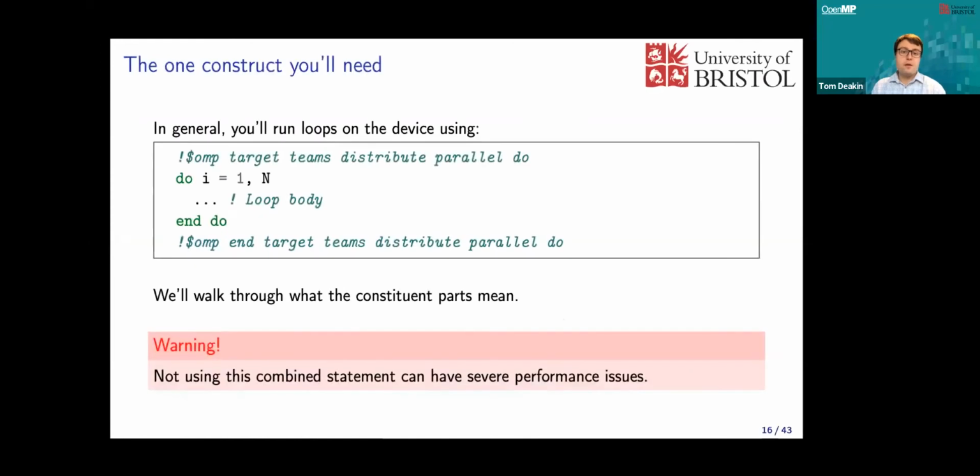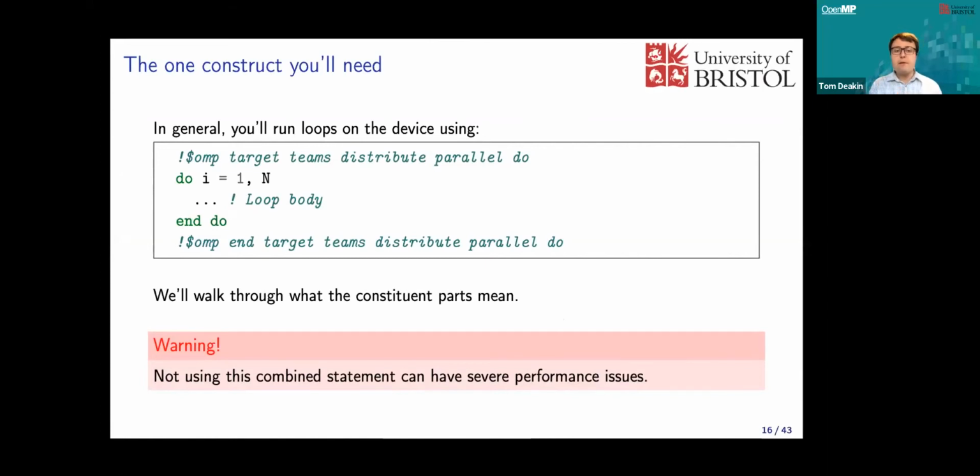Great. So I'm going to start by foreshadowing a little bit and just saying, in general, if you have a parallel loop that you'd like to run on the device, you're pretty much just going to be able to get away with saying target teams distribute parallel do, and possibly there'll be a SIMD on the end of that as well, but I'll talk to that in a little bit.